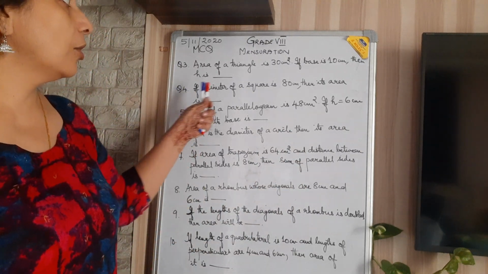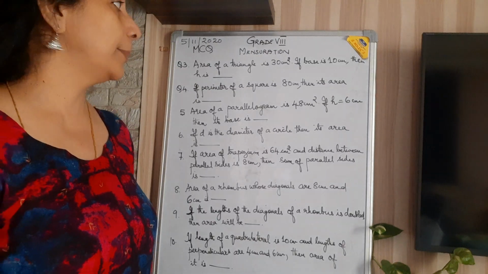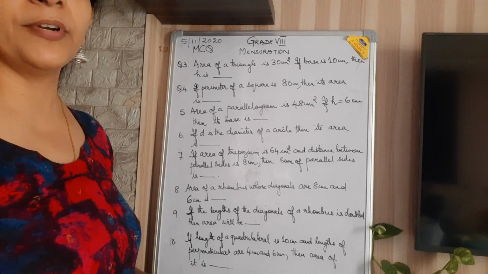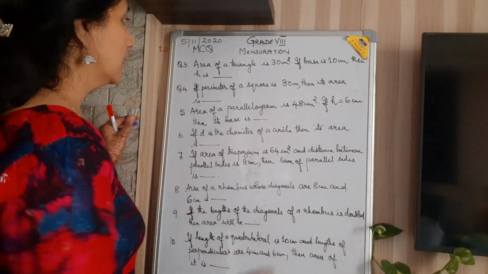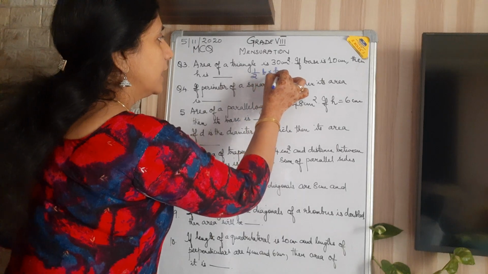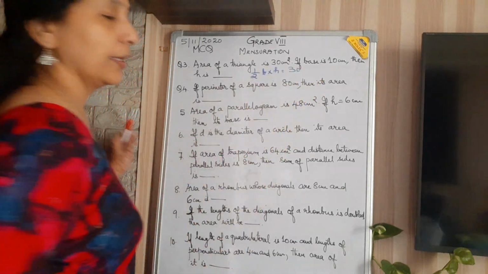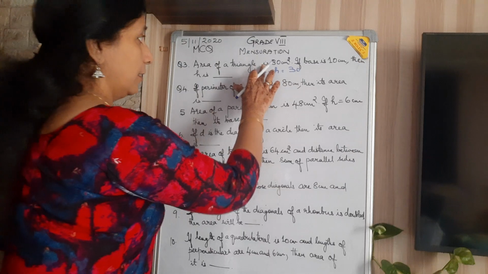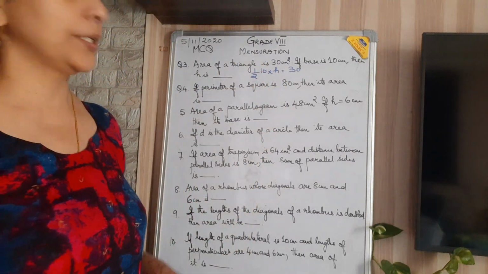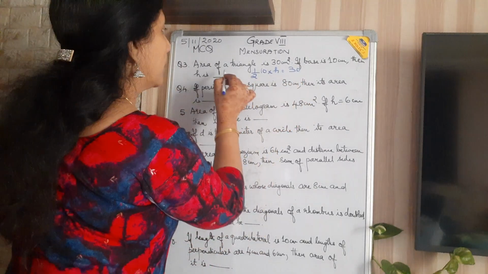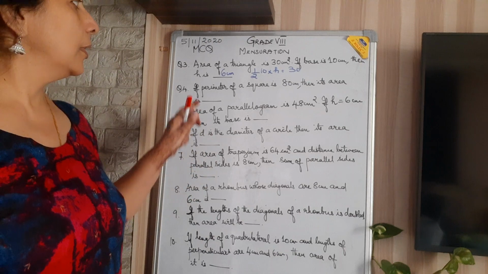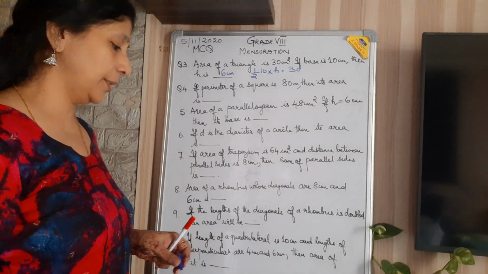The area of a triangle is 30 centimeter square. If the base is 10, then find the height. What is the formula for the area of a triangle? Area of a triangle is half base into height. So half base into height is given as 30 centimeter square and base is given as 10. So to find height, that is 10 by 2 into h, it is 5h. 5h is equal to 30, so h is 6 centimeter. So you got the height of the triangle as 6 centimeter.